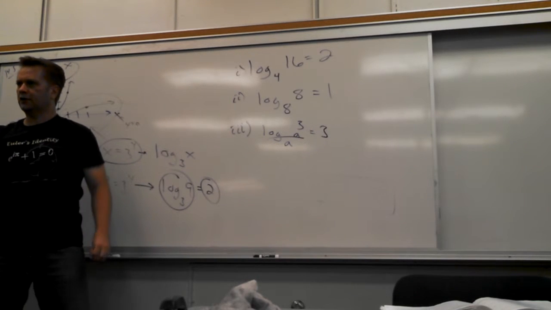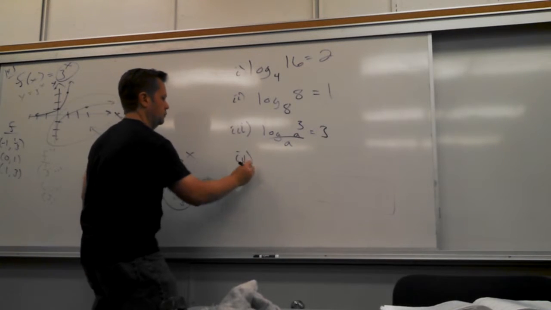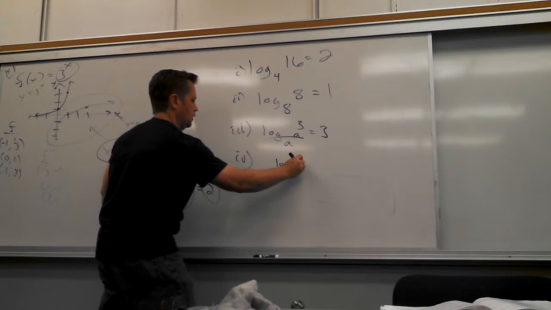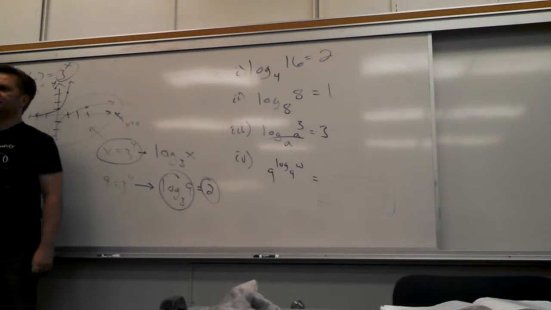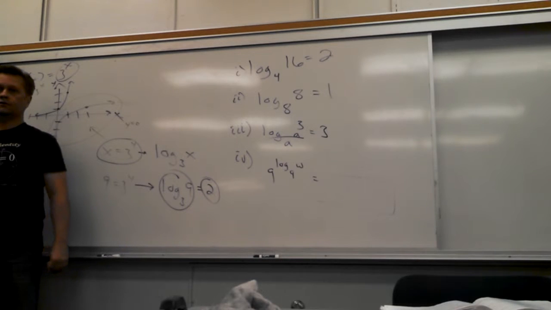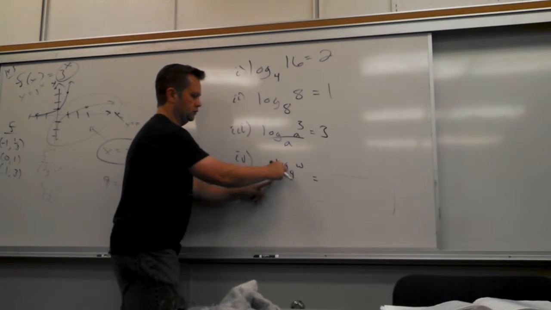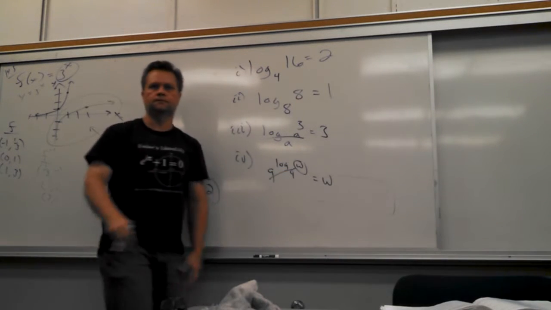Let me see if you guys understand what I just said. So what is 9 to the log base 9 of W? It's W. Because what does 9 to a power, what do these do to each other? Cancel. They cancel. So the answer is W.